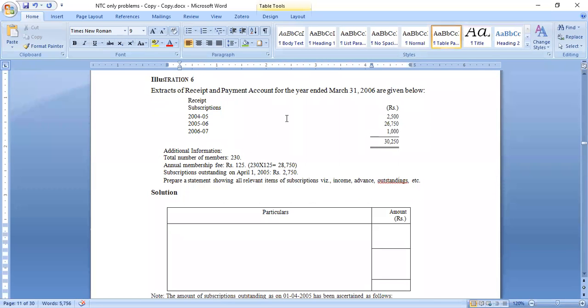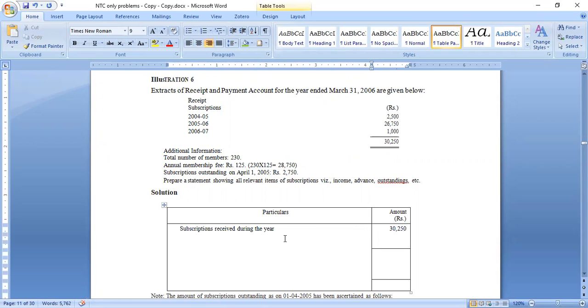So we'll go one by one. Subscription received during the year. So receipts of subscriptions 30,000, whether it is previous year or future year, it is mentioned in the receipts and payment account, that is 30,250.